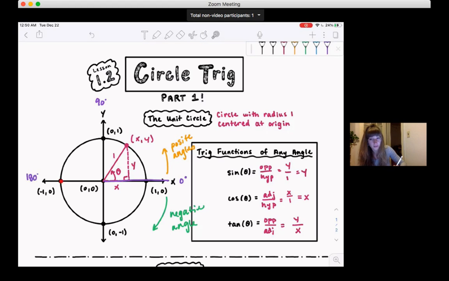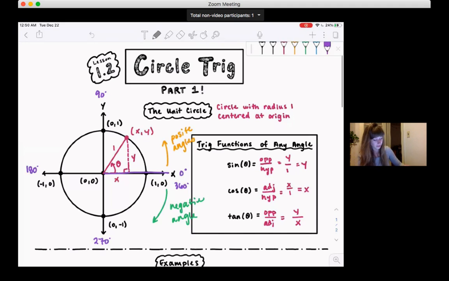Down to this point, we're 3/4 of the circle, so this is going to be 270 degrees. And then if we come back to the start, we're at 360. Okay, so this is probably seeming a little bit weird or abstract. Let's look at some examples.